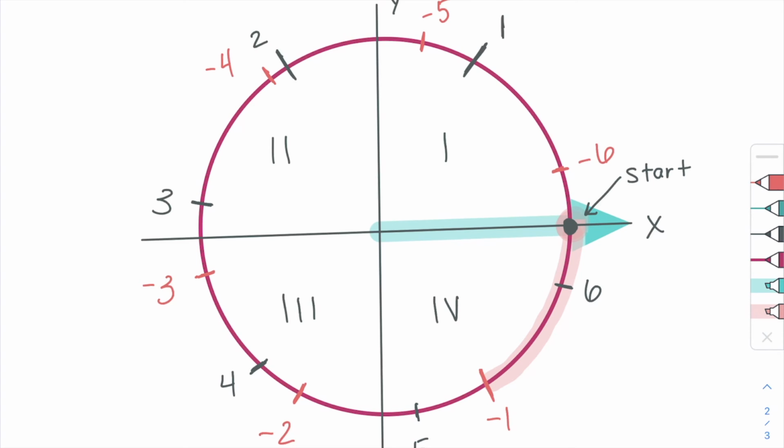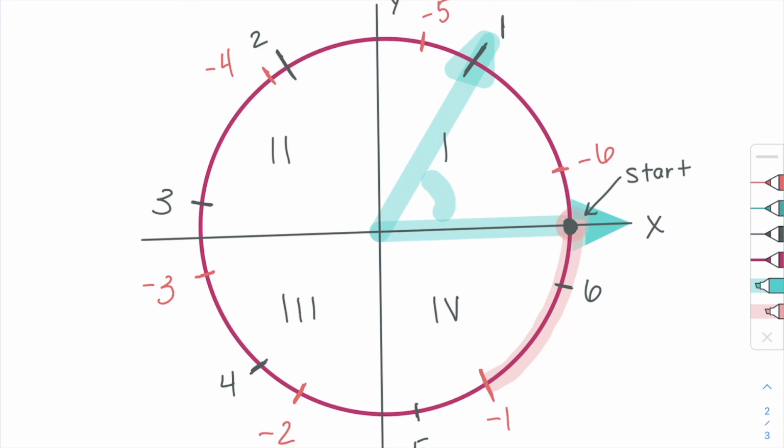So if I went in and drew my terminal side of my angle right at this one, I now have an angle that measures exactly 1 radian. It's as big as the radius wraps around the circle.